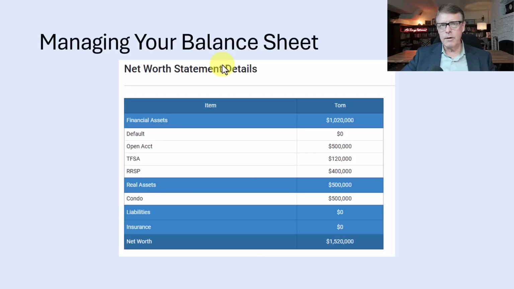Now, one of the key steps in getting ready for retirement and building your retirement portfolio and managing your investments in retirement is managing your balance sheet. Be very tactical around the assets that you have in your net worth statement. So, of course, Tom has just over $1 million in financial assets. He has $500,000 in real estate. And before Tom retires, it's really important that he approach his bank or credit union and get the largest secured line of credit he can get.